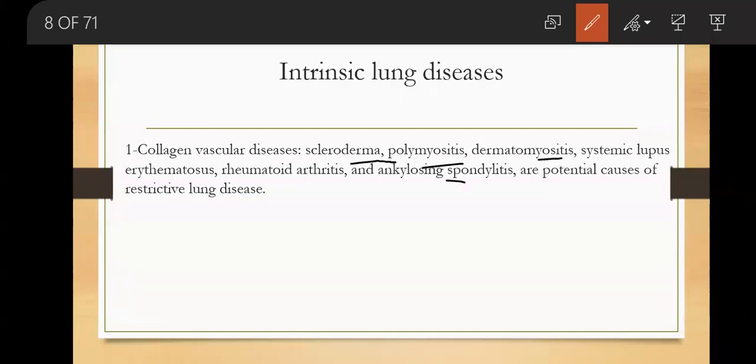Some of them affect the joints and all the systems of the body. Some of them can be confined to specific places, sometimes confined, sometimes systemic, like polymyositis and dermatomyositis. Sometimes they present only affecting the muscles and skin, but sometimes they can be systemic, sometimes secondary to malignancy, sometimes primary and idiopathic. Ankylosing spondylitis only affects large joints and the central axial joints. So all these diseases are potential causes for intrinsic lung disease.